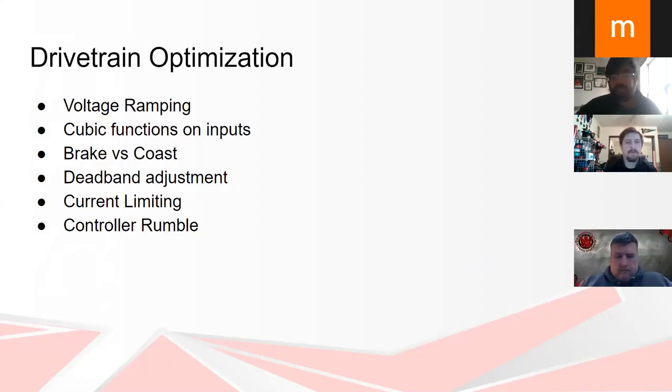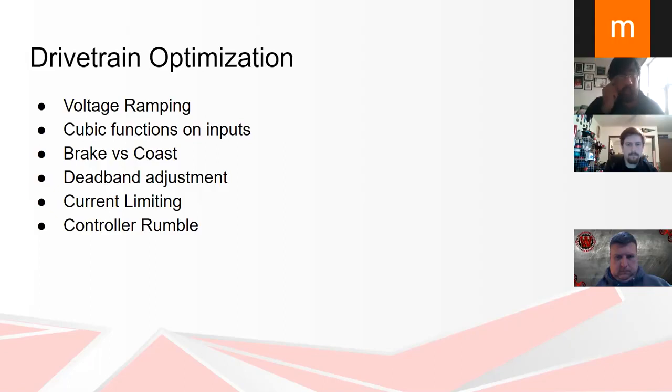But voltage ramping, which is controlling the rate of acceleration of your motors, cubing your joystick inputs, brake versus coast mode. I'm actually going to talk about that one a little bit more. So in most motor controllers, you can set it to a brake mode versus a coast mode. And what that means is once you stop sending, like, hey, turn the motor commands to the motors in your drivetrain, in brake mode, it'll stop the motor immediately. Whereas in coast mode, it'll just let it kind of roll and let the inertia of the system carry through.